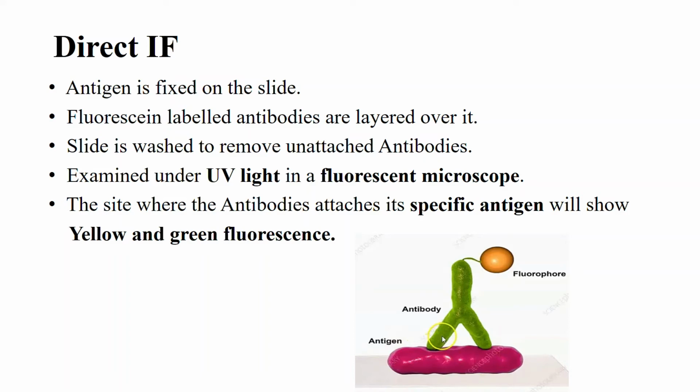If you look at this picture, you can notice the antigen and antibody complex. Along with this antibody, you can see the fluorochrome, and that will indicate the specific antigen, and that will appear as a yellow and green fluorescence under the microscope.